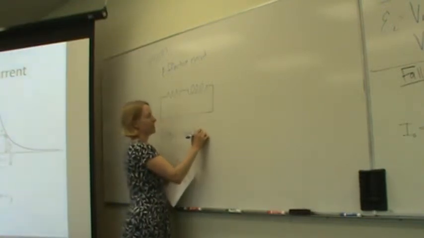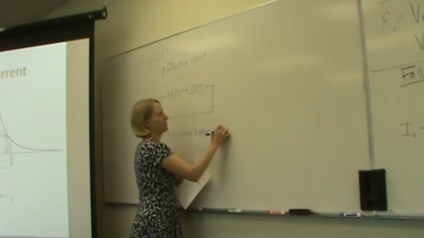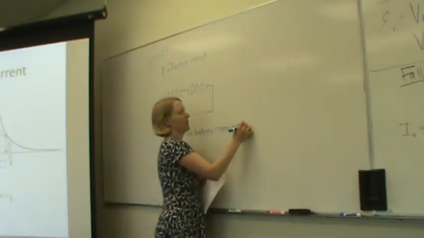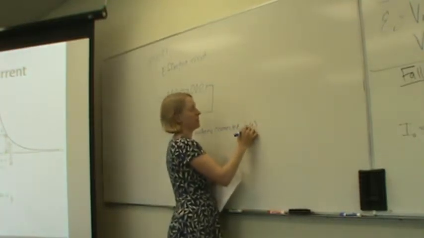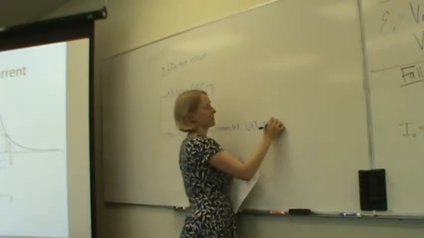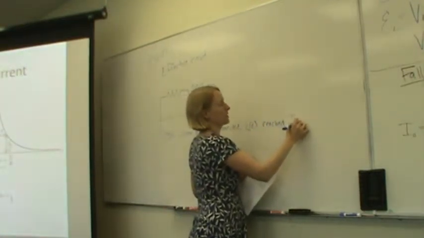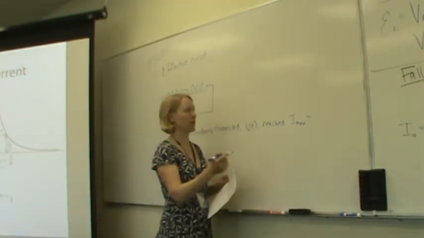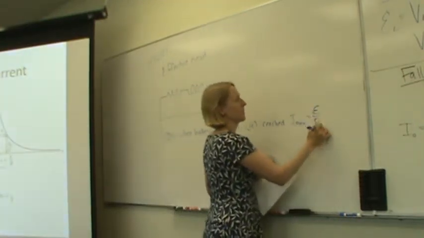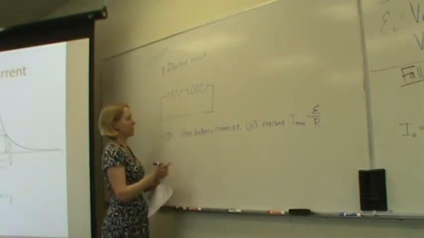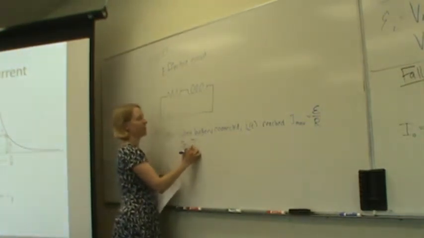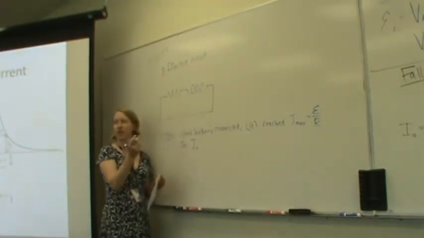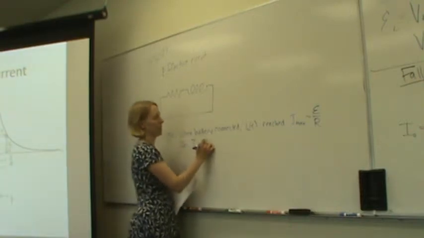When the battery was connected, I sub L of t reached I max. And what did we learn I max was? E over R. So that means that our initial current in the falling state is going to equal I max.